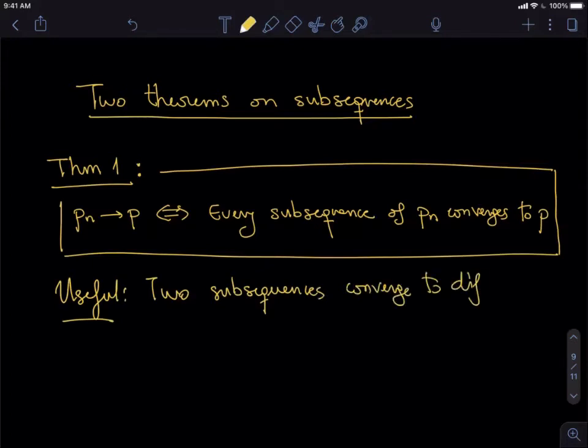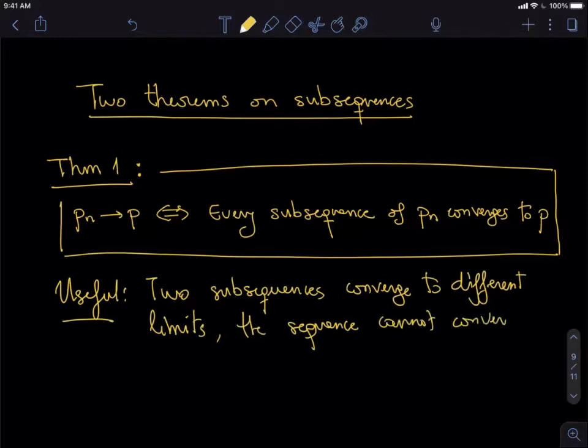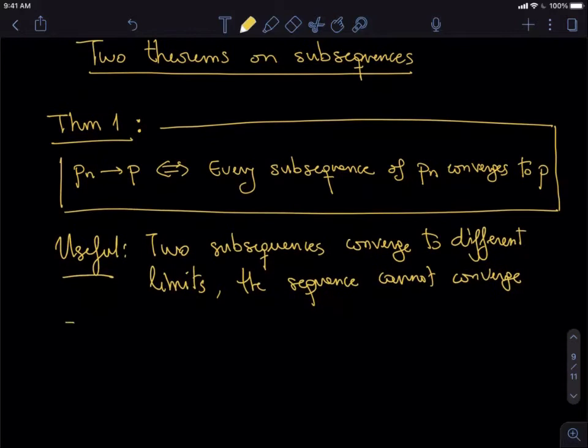So if we have two subsequences that converge to different limits, the sequence cannot converge. For example, let's say we have the alternating sequence 1, -1, 1, -1, 1, -1, and so on.